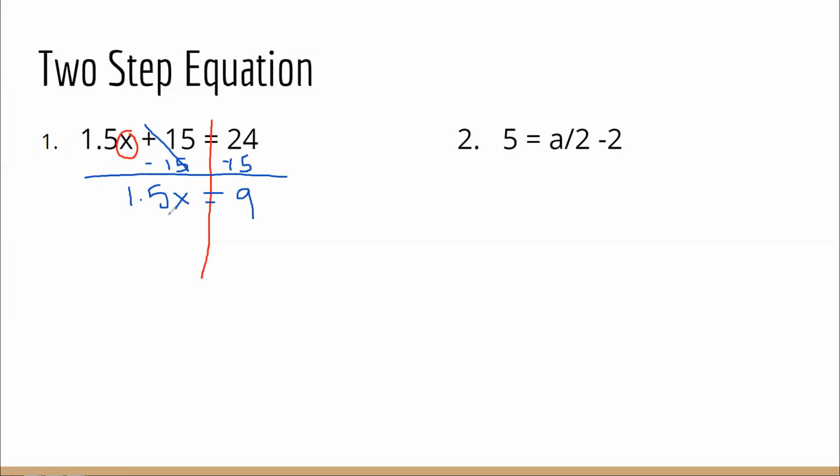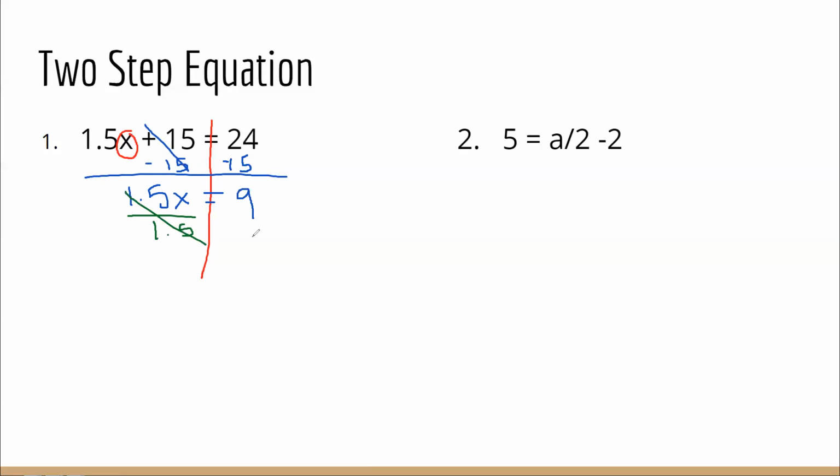Now it's down to a one-step equation. We just have multiplication and division left because we got rid of the addition and subtraction. So I see that I have a 1.5 times x. So since they're written next to each other, I know that that's going to be multiplication. So what I'm going to do is I'm going to do the opposite, which is divide. So I have my fraction bar that represents my division by 1.5.